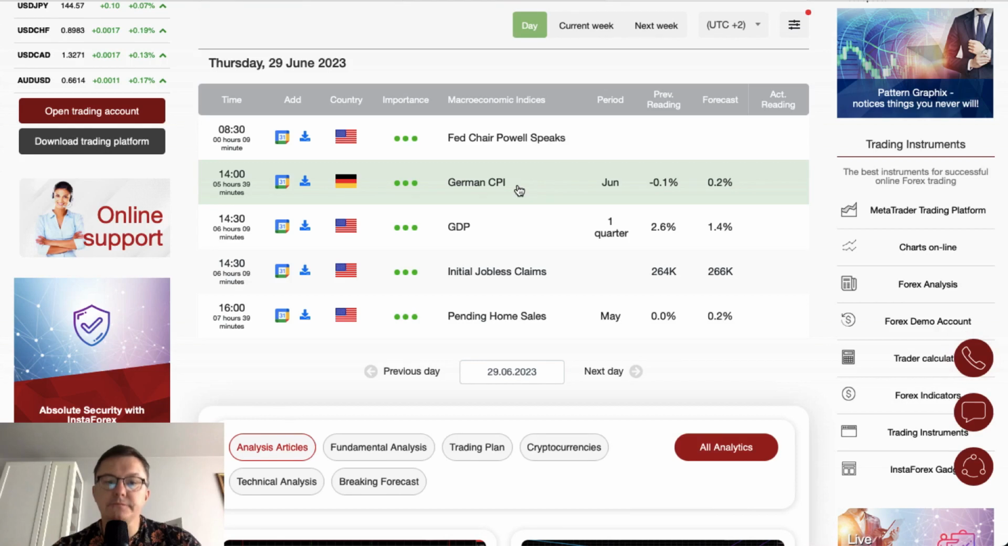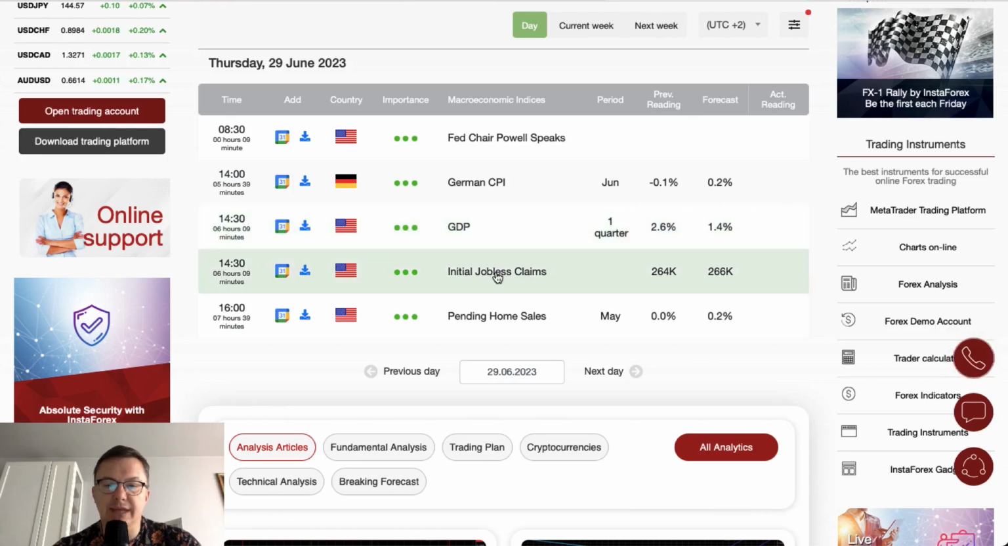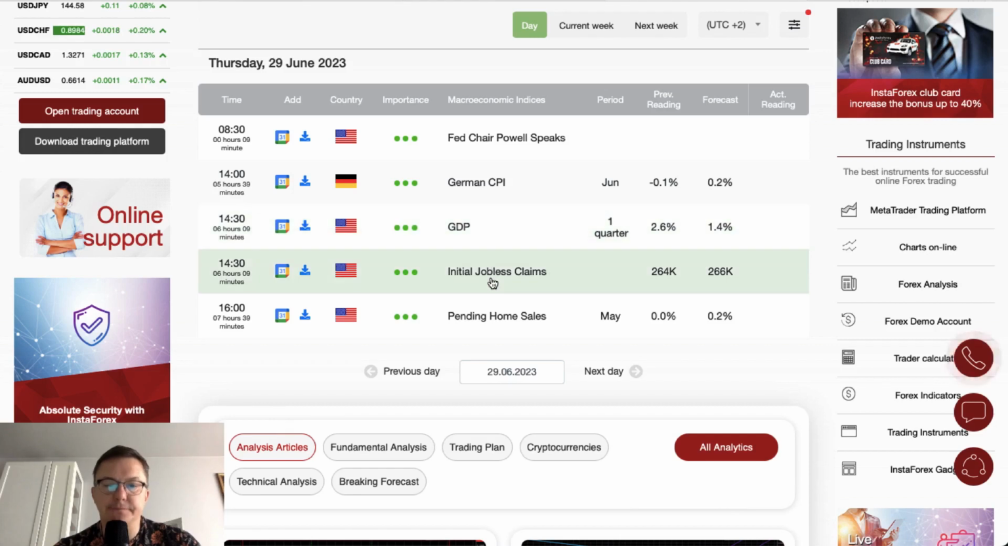Then at 2 p.m. we have the German CPI scheduled for release. The market participants expect an increase from minus 0.1 to 0.2%. 30 minutes later, we have two data releases from the US: gross domestic product for the first quarter and initial jobless claims. Gross domestic product is expected to drop from 2.6% to 1.4%.